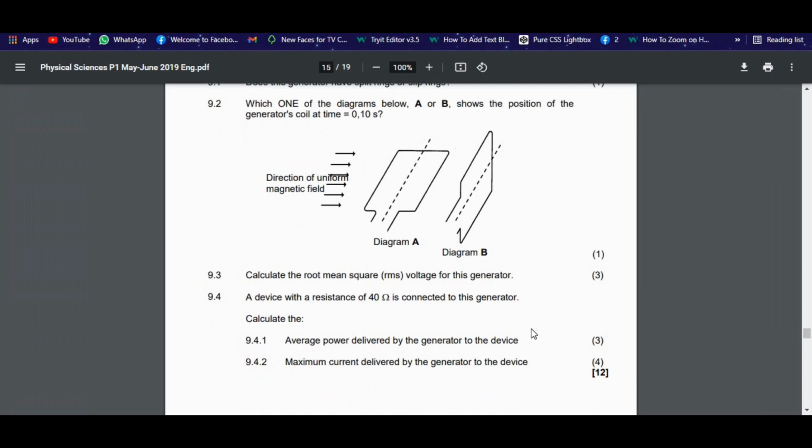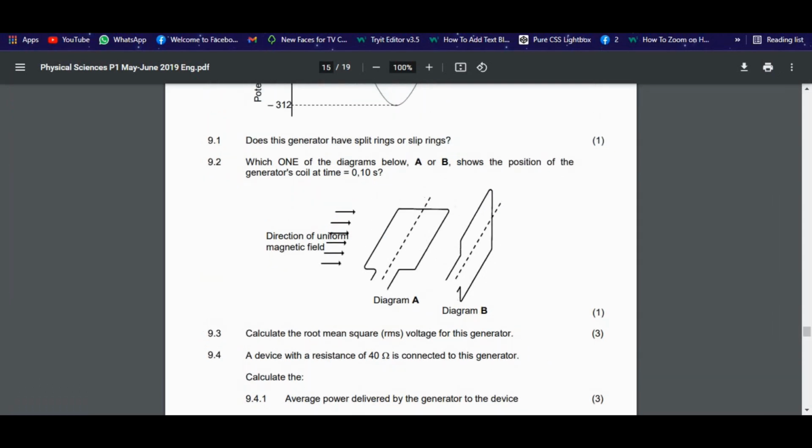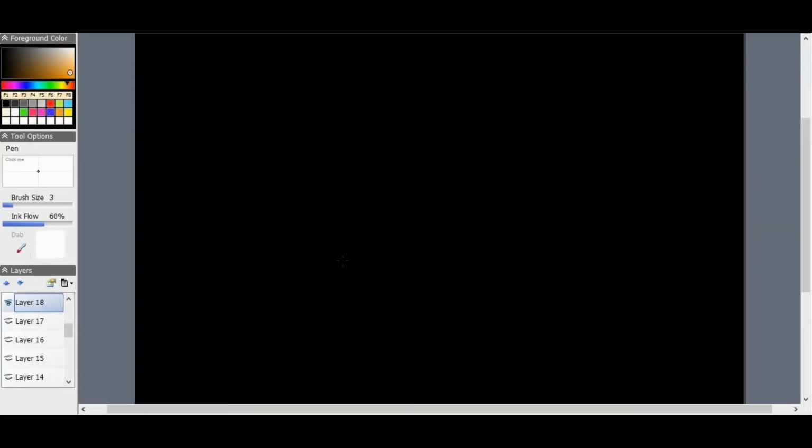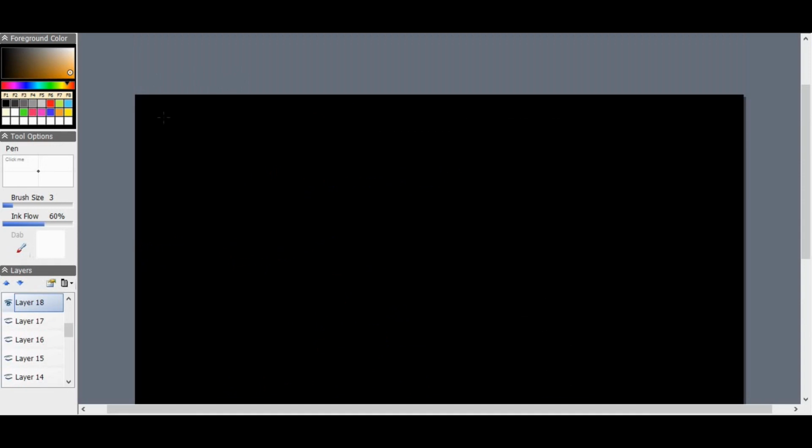9.4.2, the maximum current delivered by the generator to this device. Now, this is a nice question for 9.4.2. The reason I say that is because we already calculated the RMS voltage. We've also calculated the average power, and we also know the maximum current. Sorry, no, the maximum voltage. Okay, so we can go find a formula.